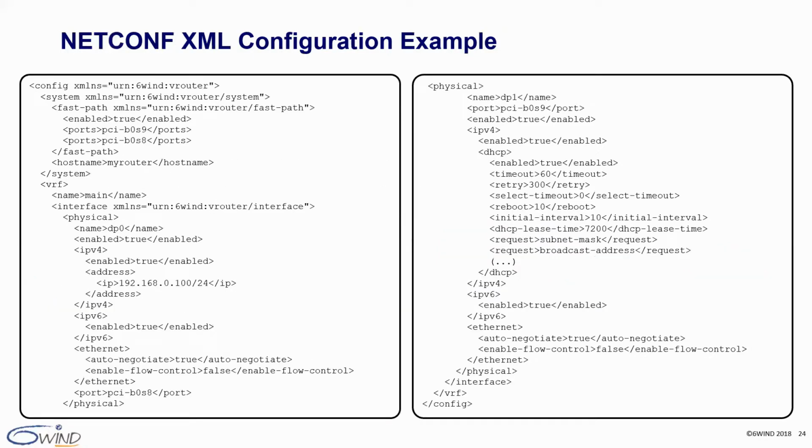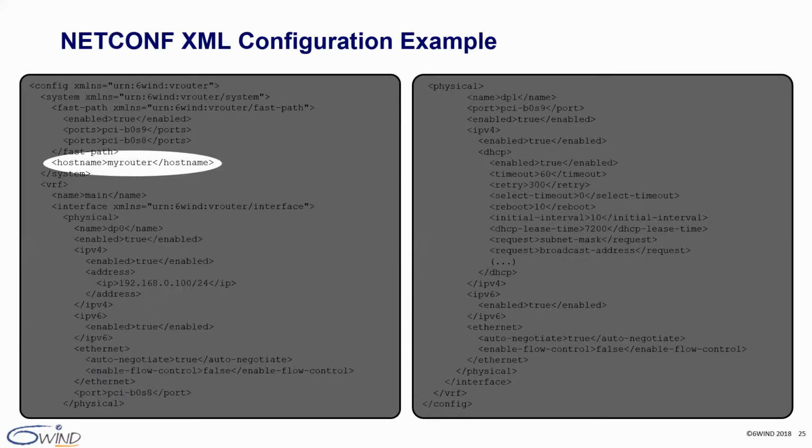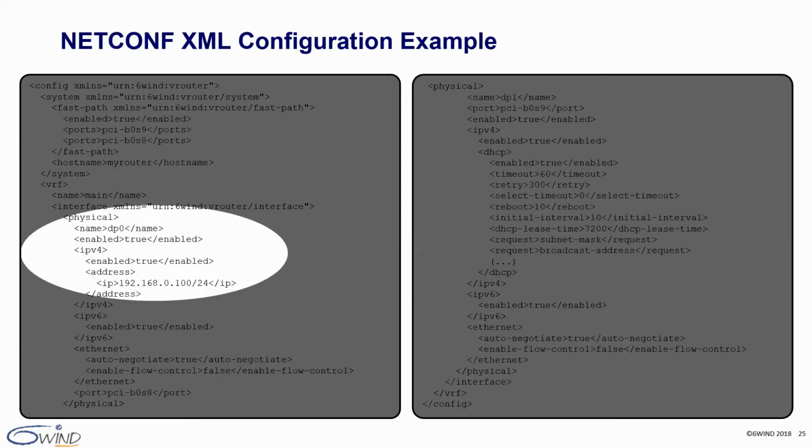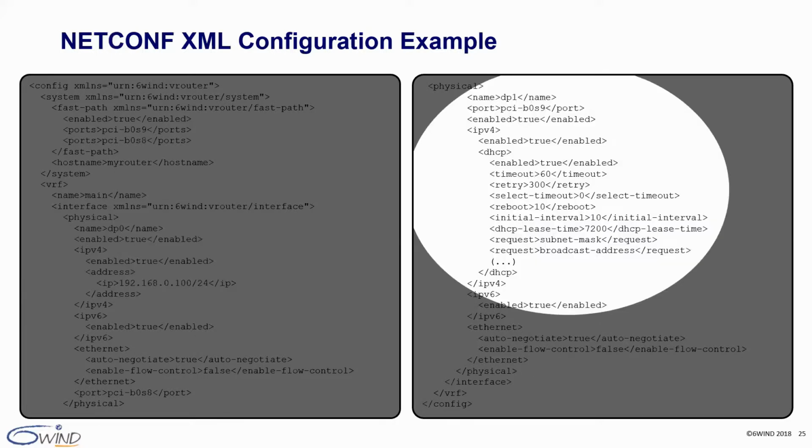Here is an example of a NETCONF XML configuration. We recognize the items we have previously configured through the CLI. Hostname, DP0 interface with static IP address, and DP1 interface with DHCP configuration.